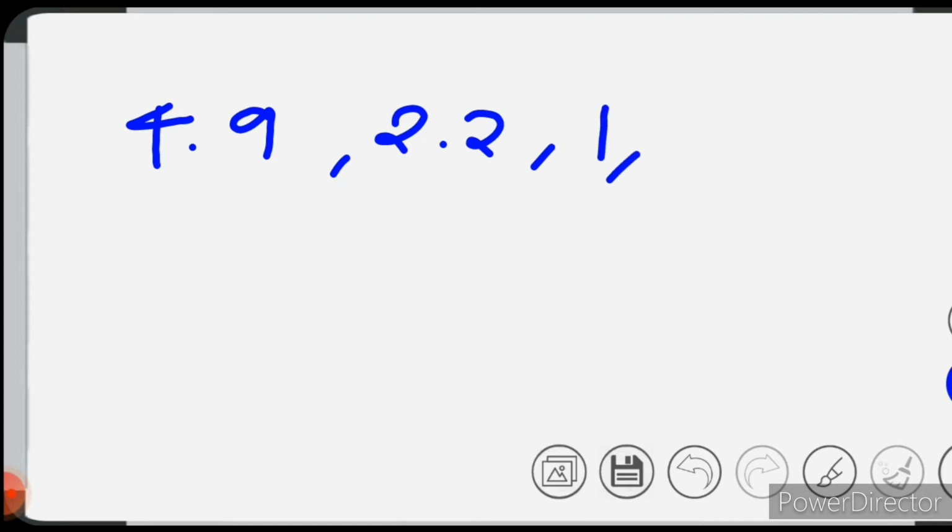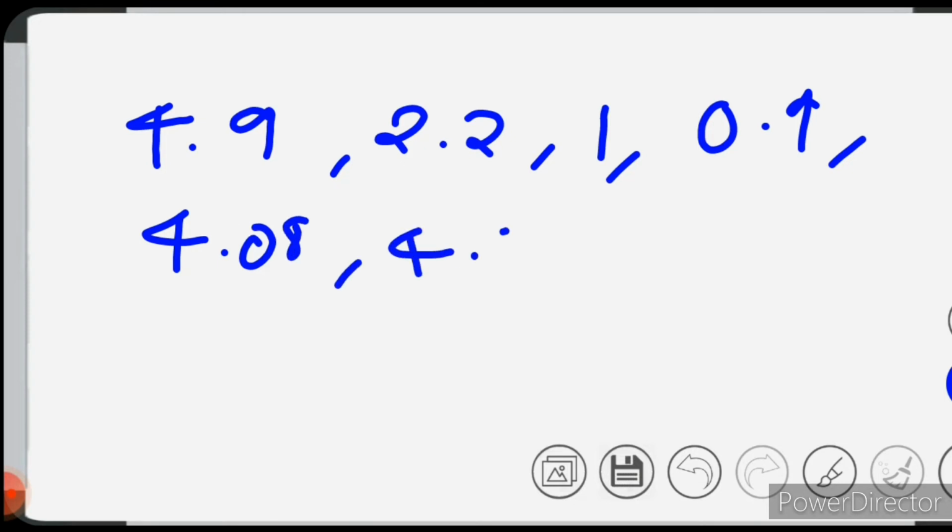Now second thing, how to determine which number is the smaller number or which number is the bigger number. It's very simple student. How to do it? If I have a set of numbers 4.9, 2.2, 1, then 0.9, then 4.08, then 4.07. So big question mark, how will we decide? Now find out which one is the smallest number.